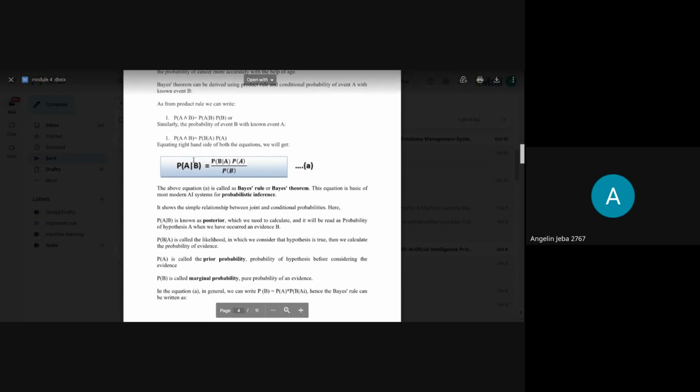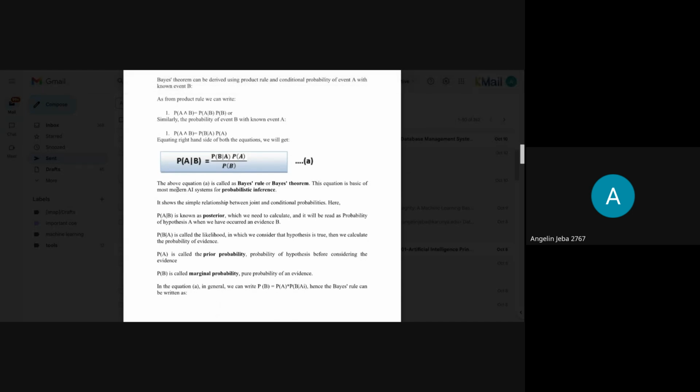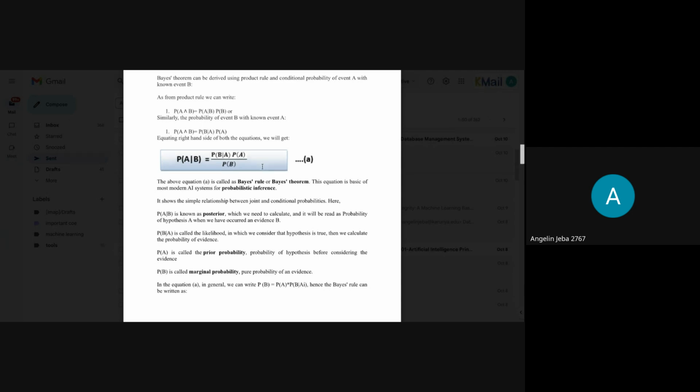So for that, what is the rule for it? P(A|B), the occurrence of A given B, will be given by the probability of B given A, times the probability of A, divided by the probability of B. So this equation is the basis for all the AI applications for probabilistic inference.